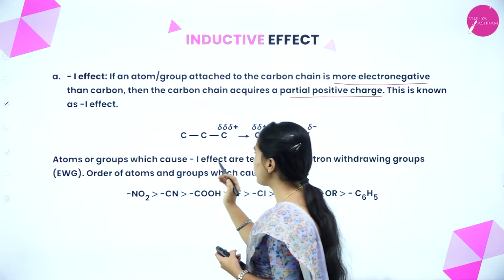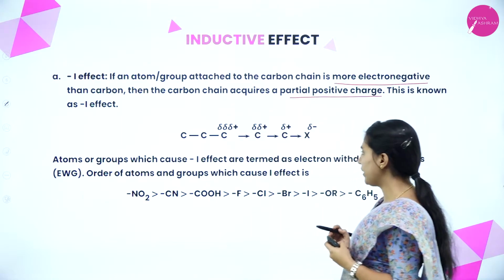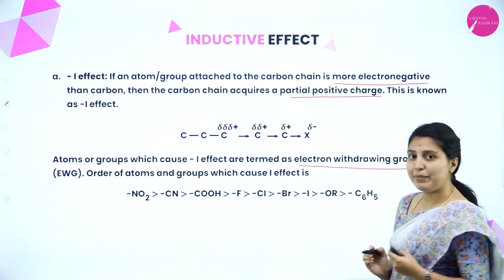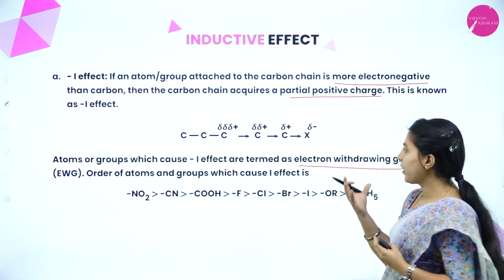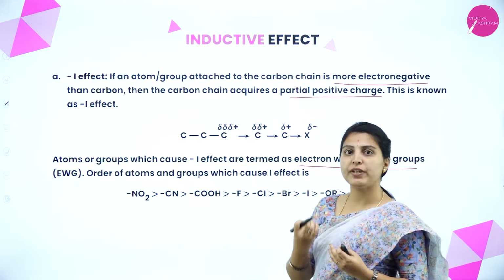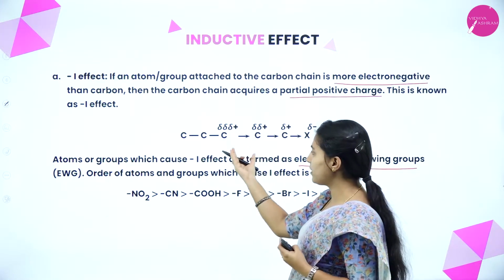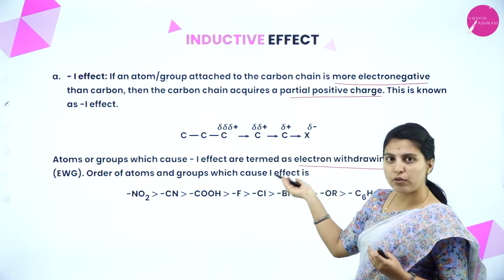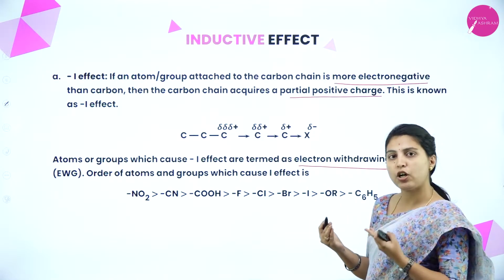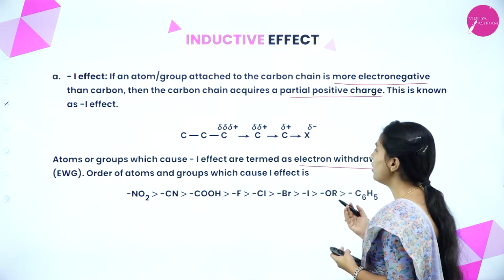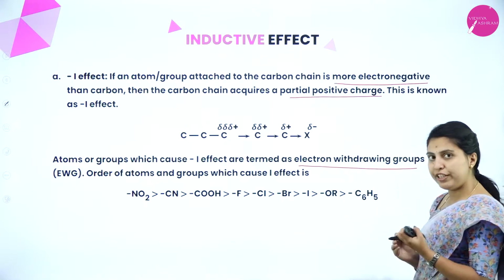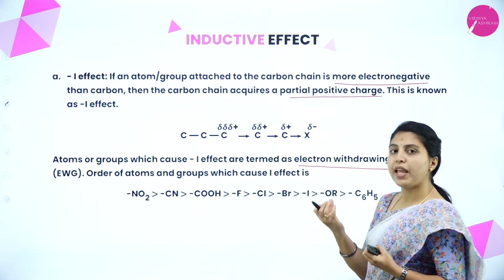Atoms or groups which cause minus I effect are termed as electron withdrawing groups. That will be EWG, means whatever the atoms or groups which will cause the minus I effect. What is minus I effect? The atom which is attached to the carbon and is more electronegative than the carbon will cause minus I effect. So, it will be termed as electron withdrawing group. It withdraws the electron.